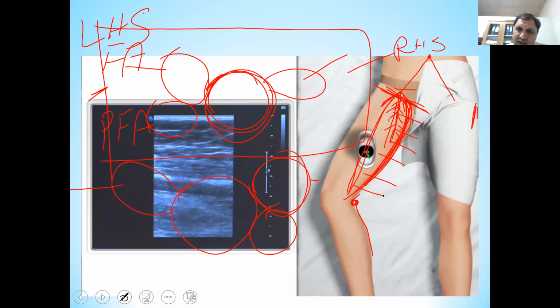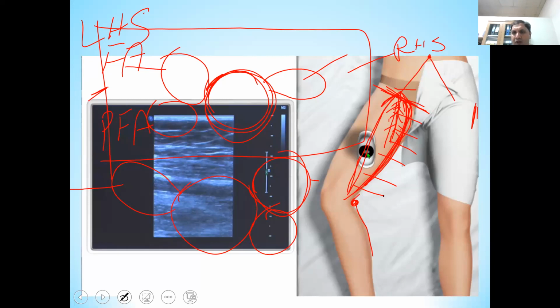So in the last class we have discussed the perforating venous system, because in the lower limb there are three venous systems: deep venous system, superficial venous system, and perforating venous system. The perforating venous system is communicating the superficial venous system with the deep venous system.